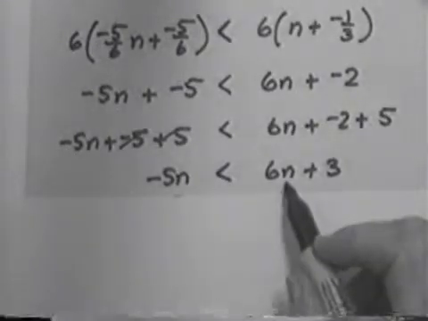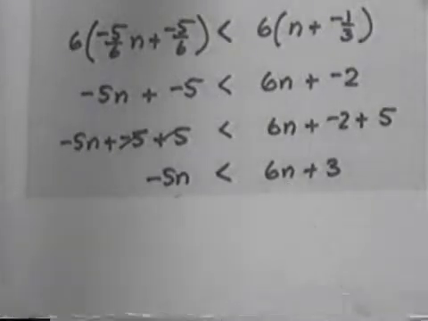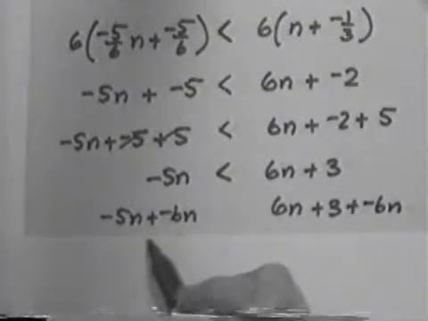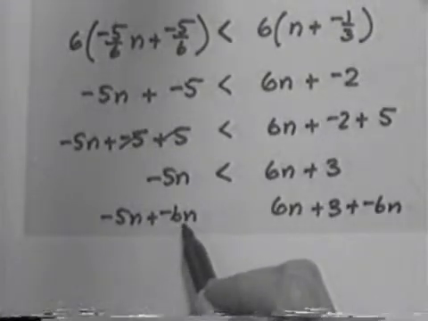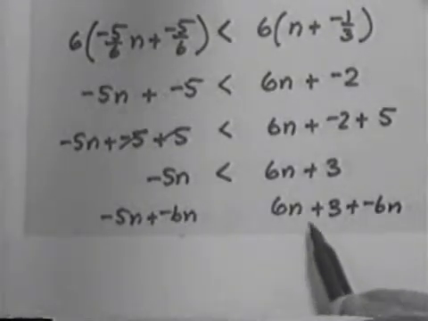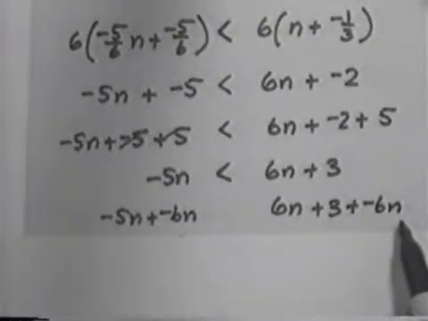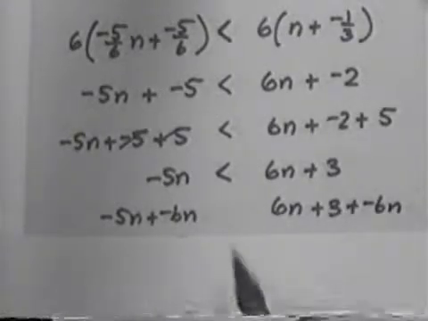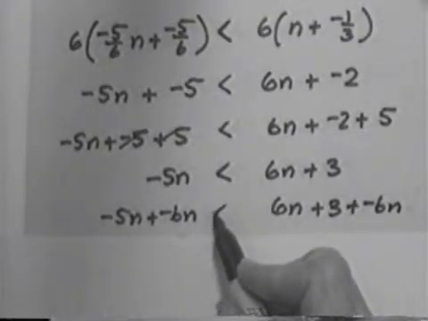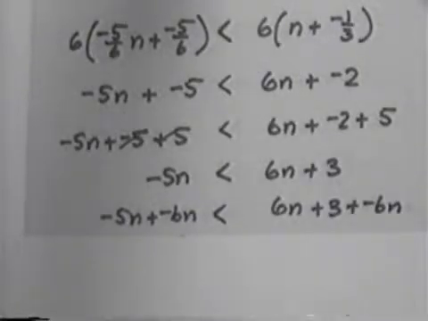Now we remove the variable term from the right by adding its opposite. Let's add negative 6n to both sides of this inequality. We have negative 5n plus negative 6n, and on the right, 6n plus 3 plus negative 6n. We've added something to both sides of the inequality. That means the inequality symbol is unchanged.